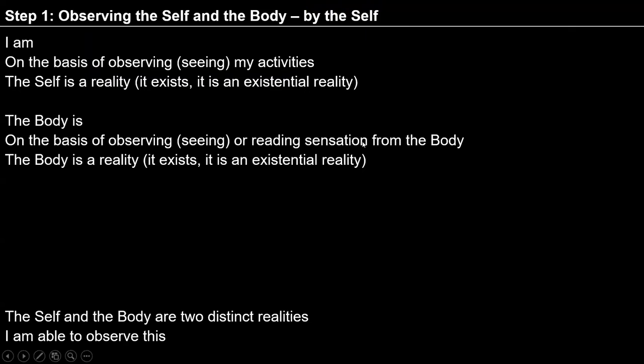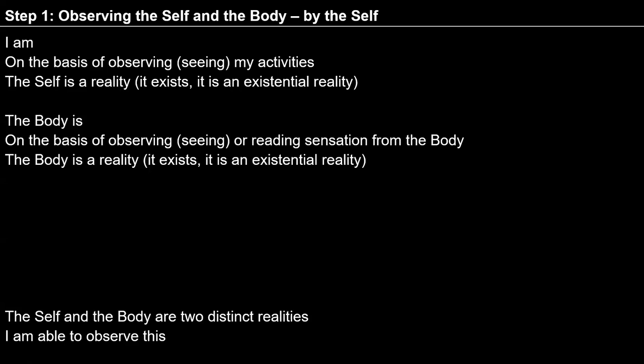To ensure that body exists, we are observing the body. And when we are observing our body, we can see that some activities are taking place at the level of body. Because these activities are taking place, we can say that body exists. Similarly, if we observe ourselves, some conscious activities are taking place in our consciousness. On the basis of this observation, we can say that conscious unit also exists. So I exist, I can say, on the basis of observing my activities. And then we can say that self is a reality. Consciousness is a reality. It exists. It is an existential reality.